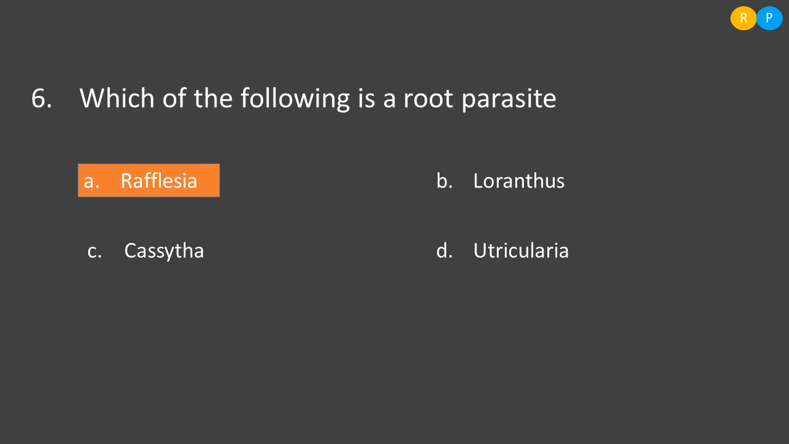Then option B, Loranthus. Loranthus is a stem parasitic plant. Then option C, Cuscuta. Cuscuta is also parasitic on stems. And option D, Utricularia. Utricularia is an insectivorous plant. Clear, right? It is a kind of aquatic plant. So among the four options, the correct one is option A, because Rafflesia is a root parasitic plant.